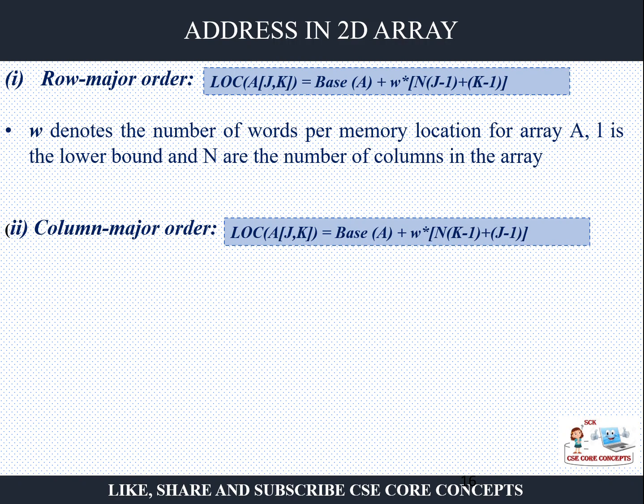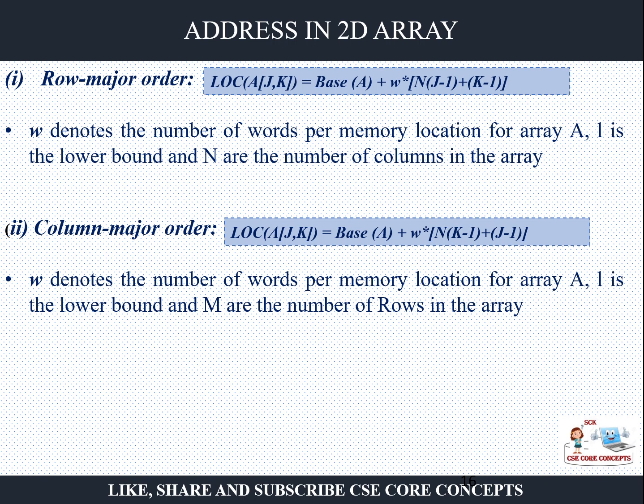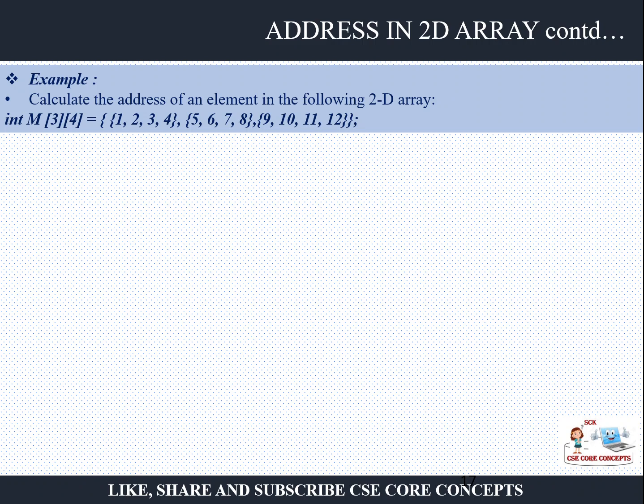base is equal to base of A plus W, that is the number of words, into n. So in case of column major order, n is the number of rows in the array, k minus 1, j minus 1. Okay, so let us see one example.